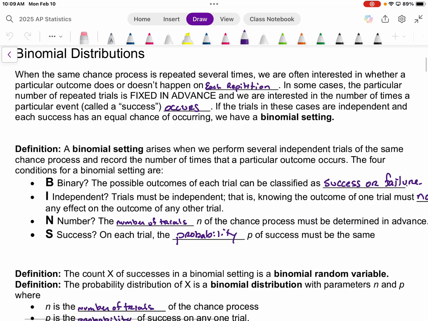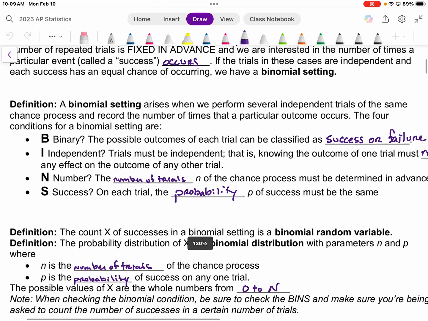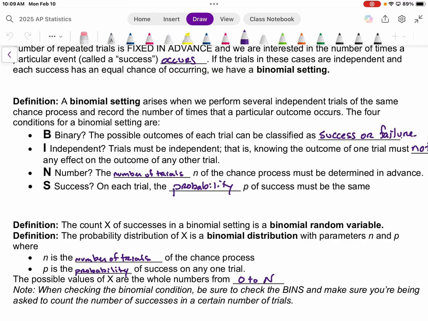So as we look at what a binomial distribution is, when the same chance process is repeated several times, we are often interested in whether a particular outcome happens on each repetition. In some cases, the particular number of repeated trials is fixed in advance, and we are interested in the number of times a particular event, which is called a success, occurs. If the trials in these cases are independent and each success has an equal chance of occurring, we have what's known as a binomial setting. So here's the definition. We use this acronym BINS as we go through the proof of a free response question.